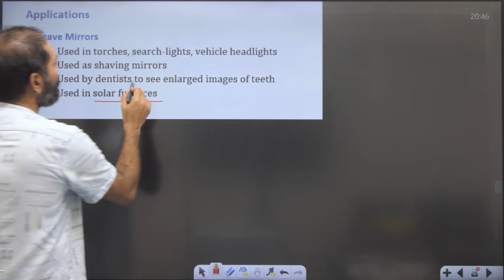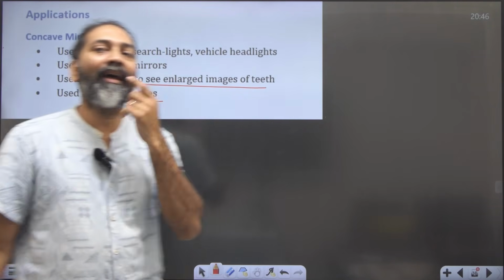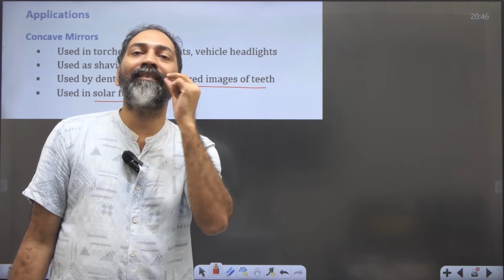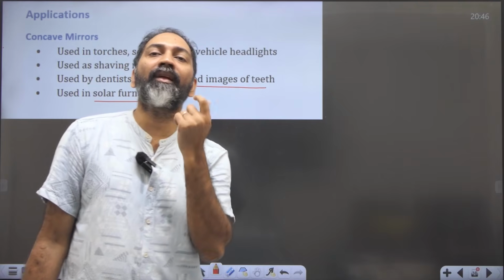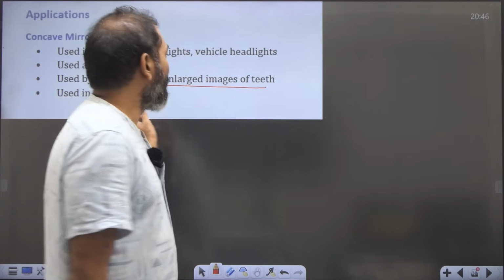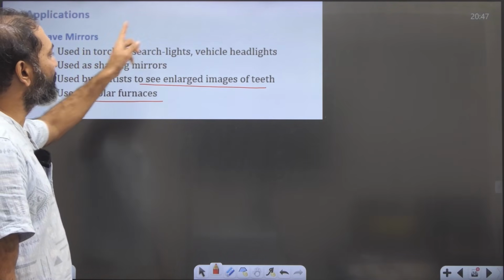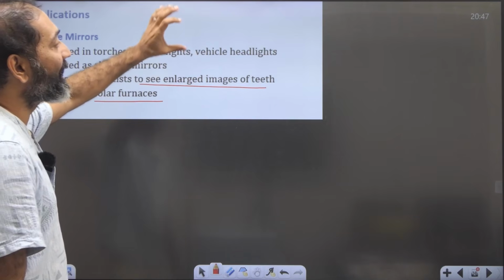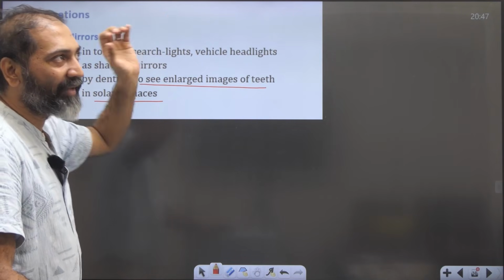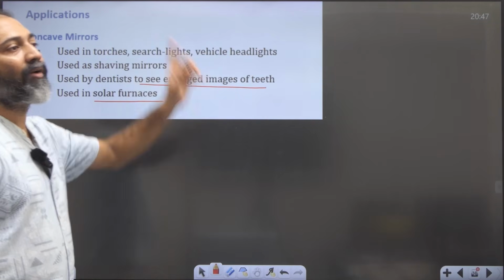Used by dentists to see an enlarged image. If you have a cavity in your teeth, the dentist has to check it. So what kind of mirror is used by dentists? Concave mirror. Solar furnace, concave mirror. Shaving mirror, concave mirror. Torch, searchlight, vehicle headlight. A train engine has two lights. For that lighting purpose, we have to focus the light onto the railway track. So we use what? Concave mirror.